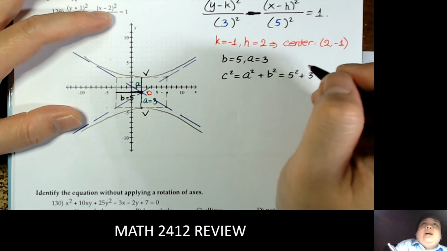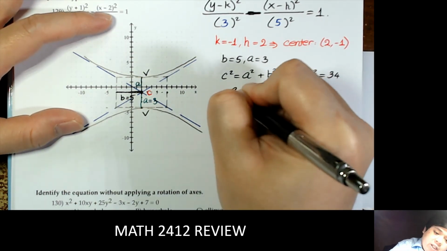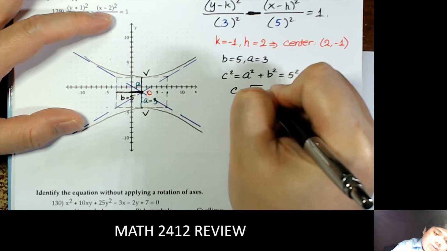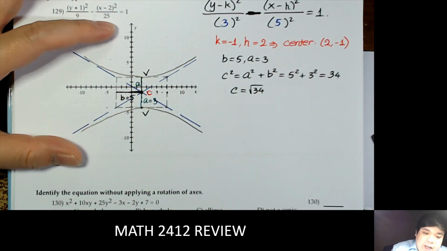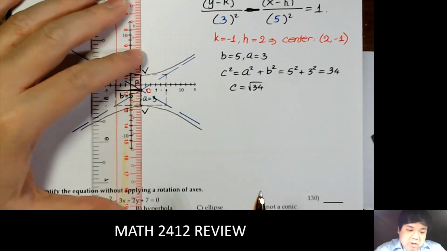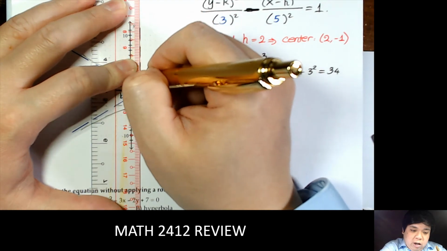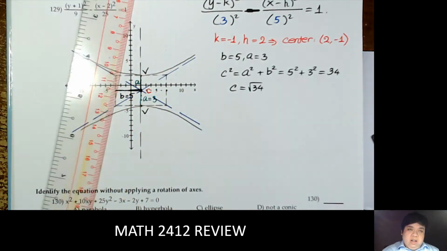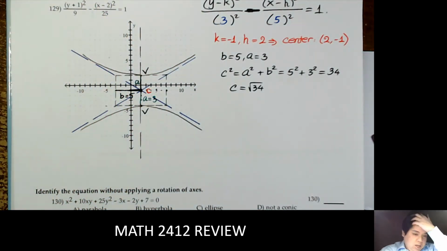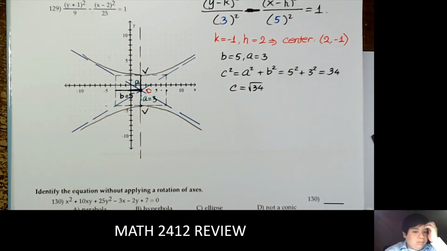5 squared is 25, plus 9 is 34. So c is the square root of 34. And it must align on the axis. Remember, the vertices, foci, and the center must align on an axis called the transverse axis. So we'll go square root of 34 up and square root of 34 down.